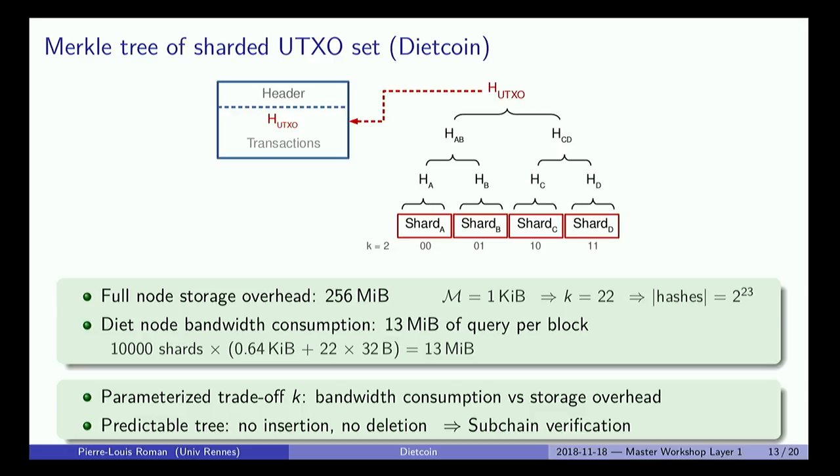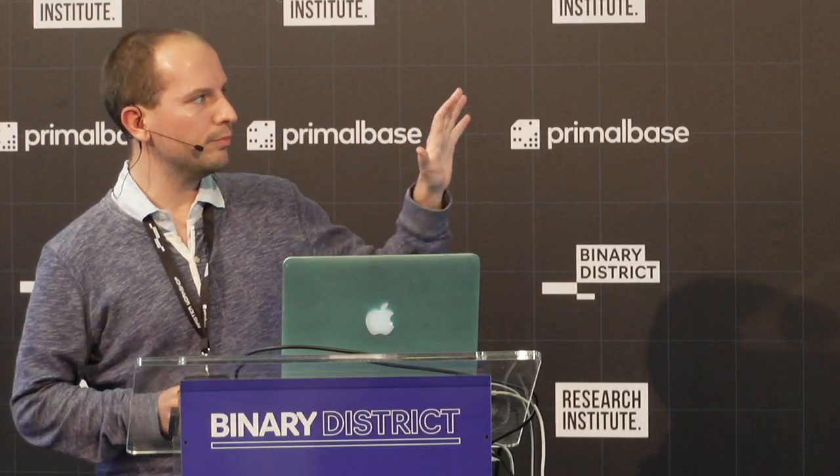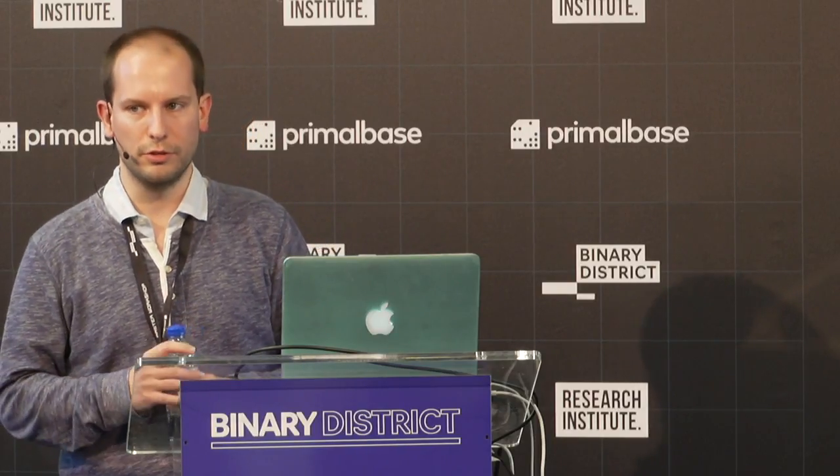The good thing with this approach is that you have a parameter trade-off, so K. You can just change K and you will have a different tree, a different overhead for full nodes, and a different bandwidth consumption for light nodes, diet nodes. And something that is actually new and I haven't seen in other UTXO commitment proposals is that we have a predictable tree. So we don't do insertions and deletions, we update shards in place. So the Merkle tree doesn't change its shape. And what it does is that it enables us to do subchain verification. I'll show an example in just a minute.